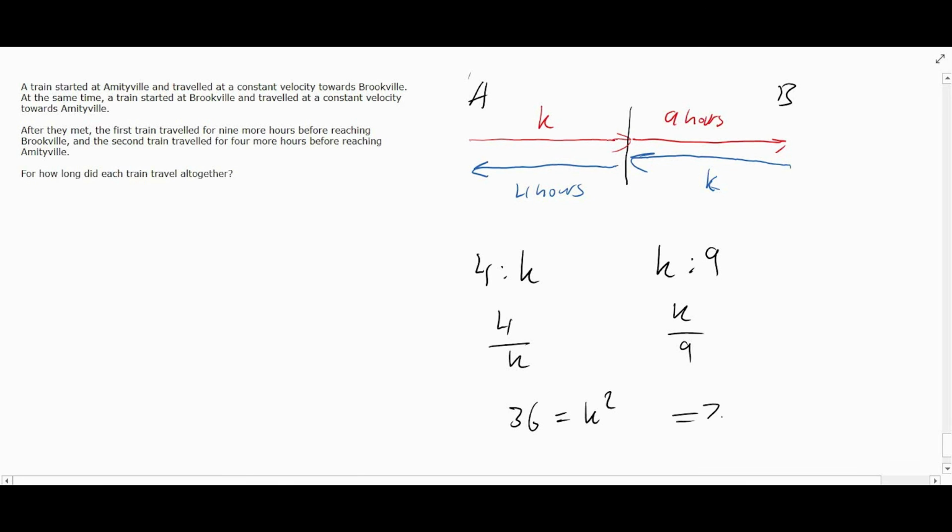What that really tells us is that k is equal to 6. So now how long did each train travel altogether? Well, if k is 6, then we have some pretty simple maths. One is 6 plus 9, which is equal to 15 hours. The second one is k plus 4, which in this case is 6 plus 4, which is just 10 hours. So hopefully that makes sense.